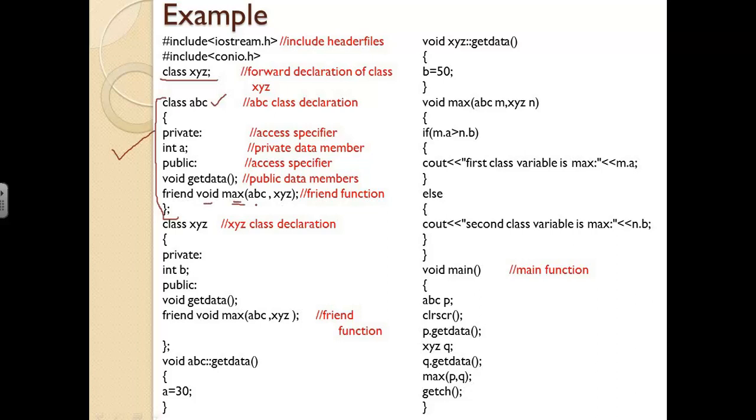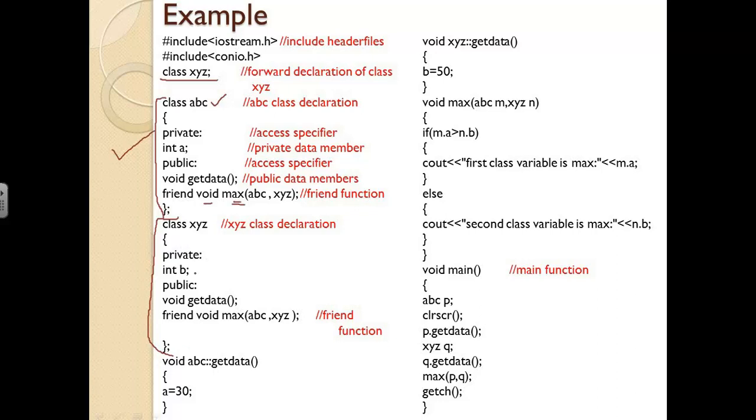Here itself we can pass the object also, no problem, but I'm just giving only the classes as the argument. Obviously the friend function will have arguments, right? So I'm finishing the class declaration part here. Next I'm going for class XYZ, the class XYZ definition. So here you just see.